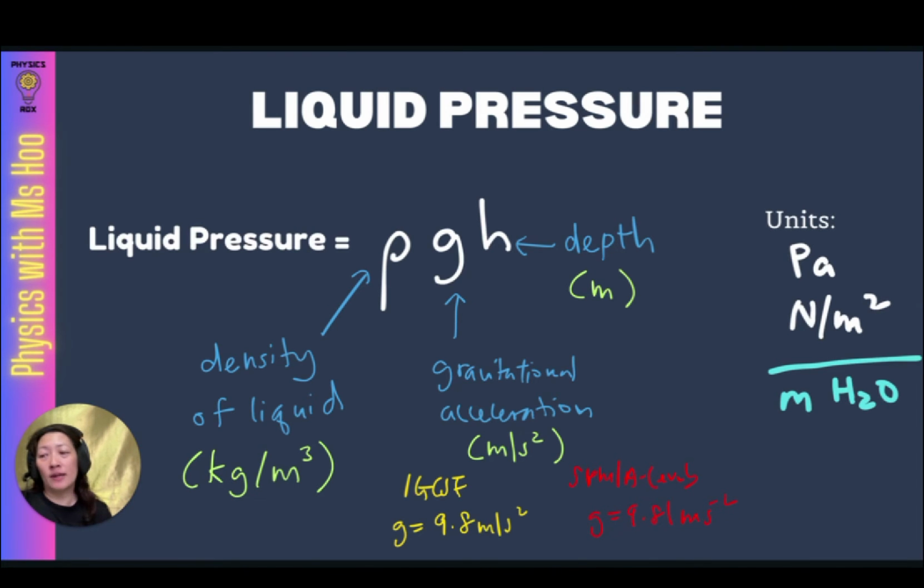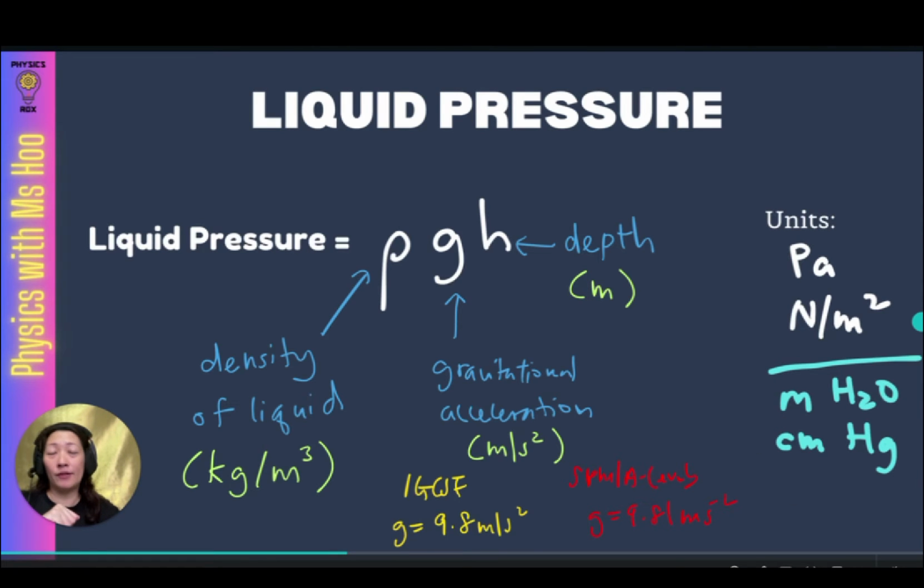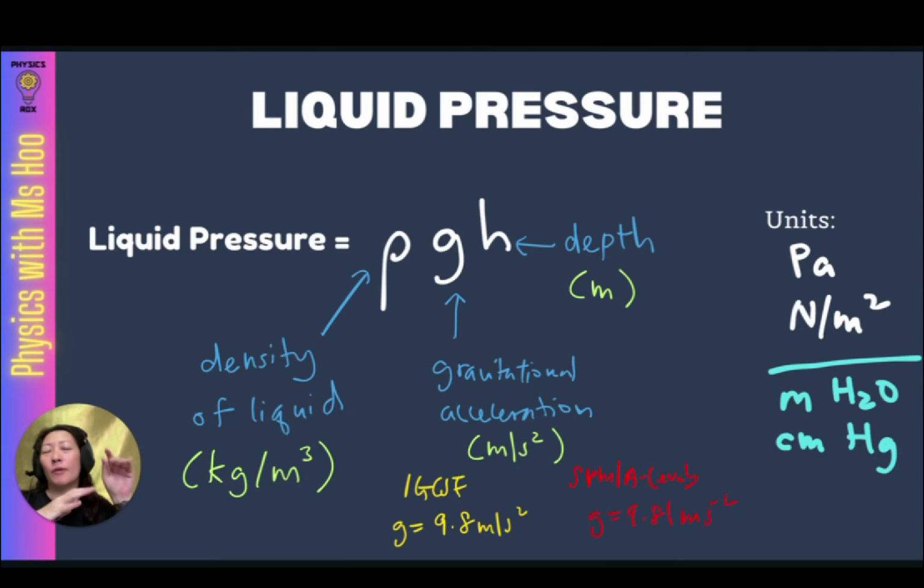Besides water, another common one is mercury. So sometimes you'll see cmHg. cmHg means it's equivalent to a certain depth of centimeters of mercury. Now, meters H2O and centimeters of mercury are more commonly seen in atmospheric pressure. If you want to know more about these units, I'll cover that in another video, because that's usually covered more in atmospheric and gas pressure. For now, we're going to focus on liquid pressure in this video.